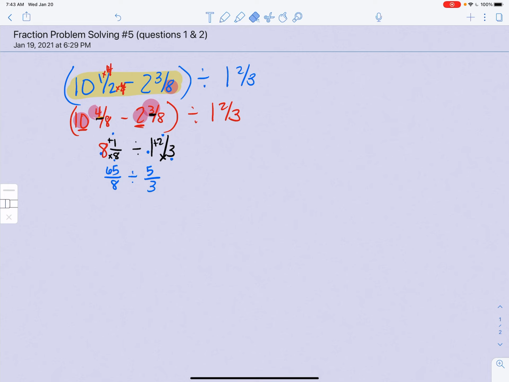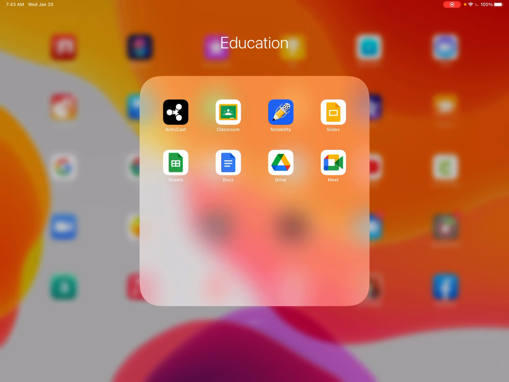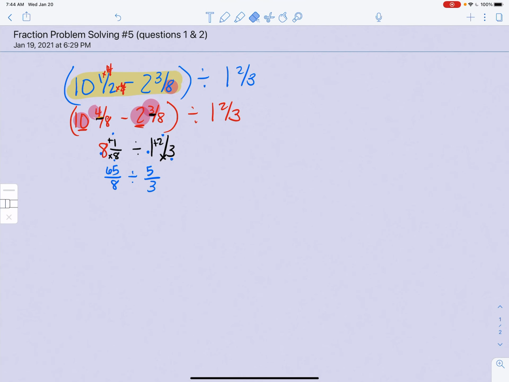All right, now I can divide the two fractions, and in order to divide the two fractions, I have to switch the sign and flip. So I have to do 65 over 8 times, and I flip to the reciprocal, 3/5.